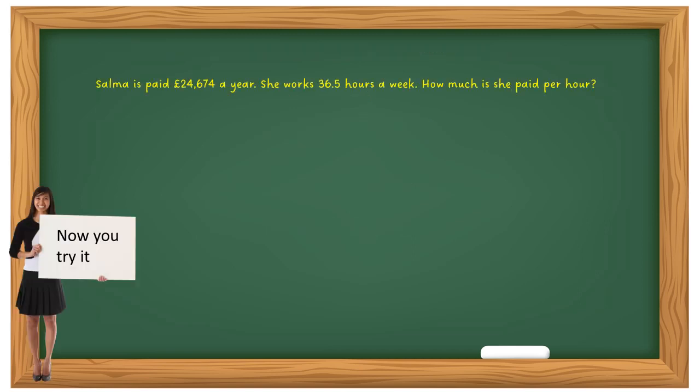So now you try it. Selma is paid £24,674 a year. She works 36.5 hours a week. How much is she paid per hour? Pause the video and have a go.